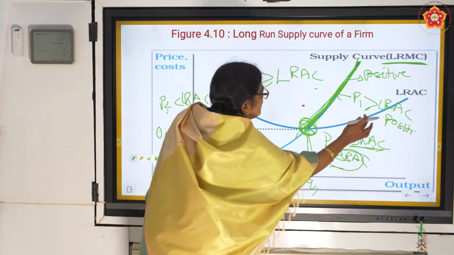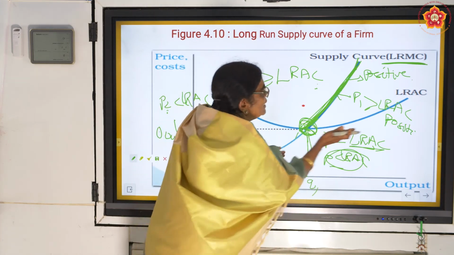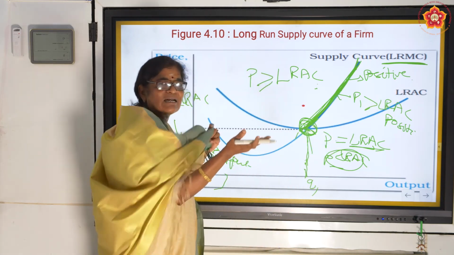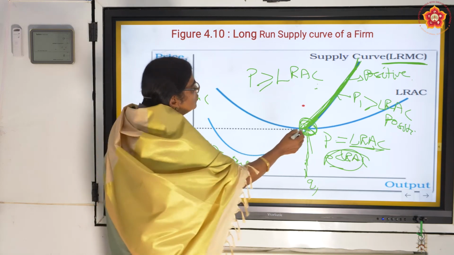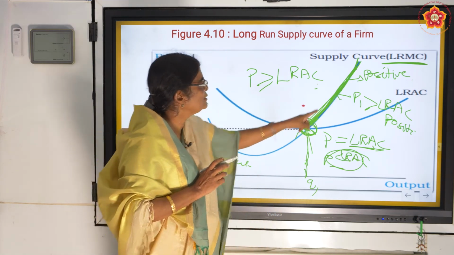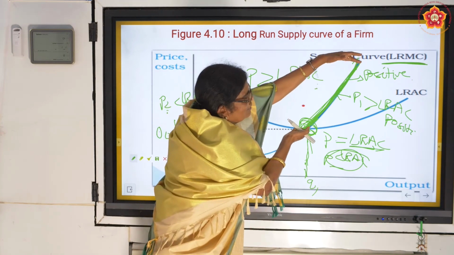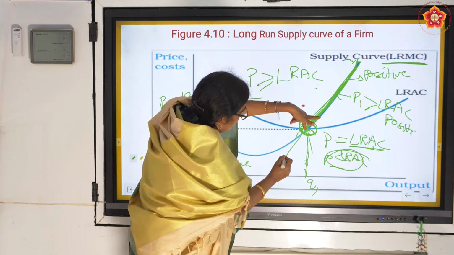This is the minimum, this is the LRAC curve. It declines, reaches the minimum, then increases again. We have studied it under the law of returns to scale. Therefore, you have to say the supply curve under the long run is the rising part of the LRMC curve, from and above the minimum.